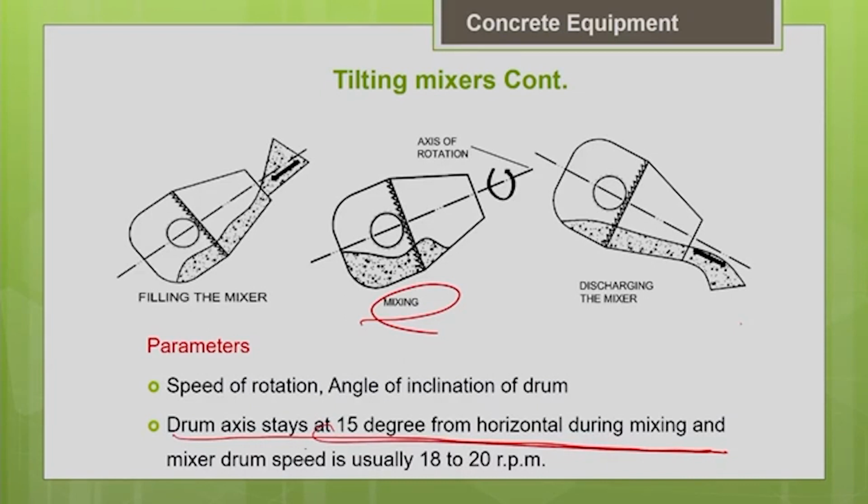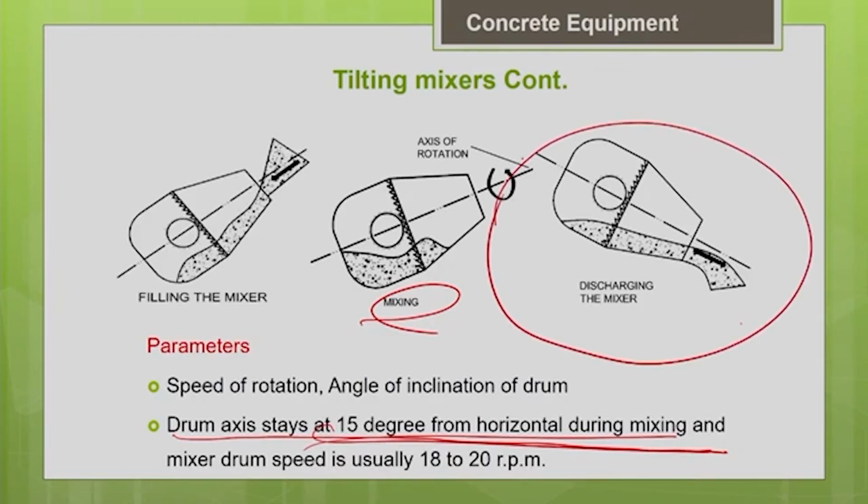So, this is a commonly adopted angle of inclination, and while discharging, as you know, you can completely tilt the drum. And the mixer drum speed, which is recommended by the manufacturer, is 18 to 20 RPM.